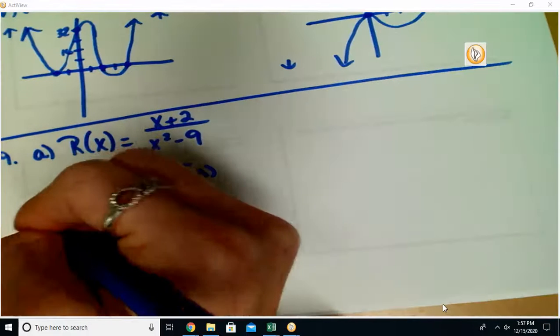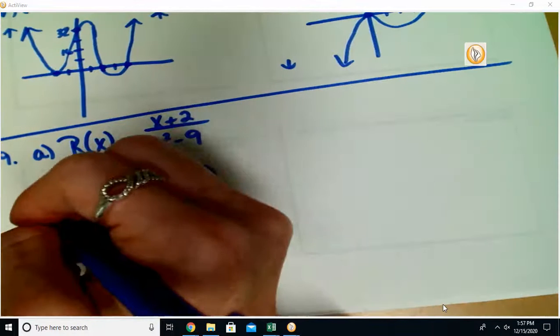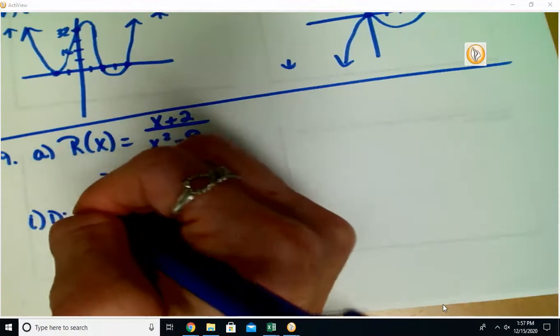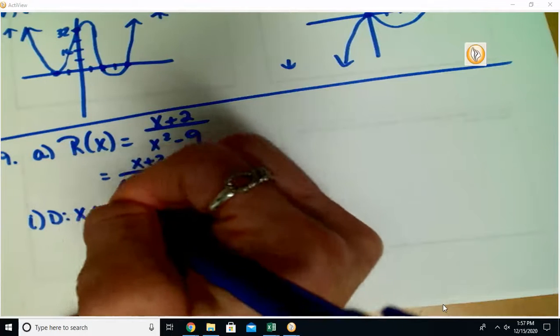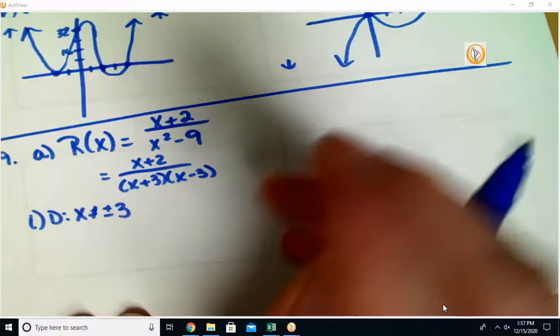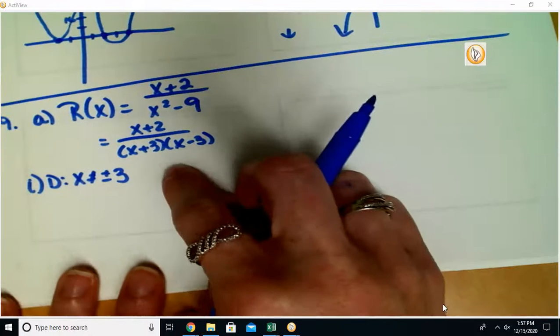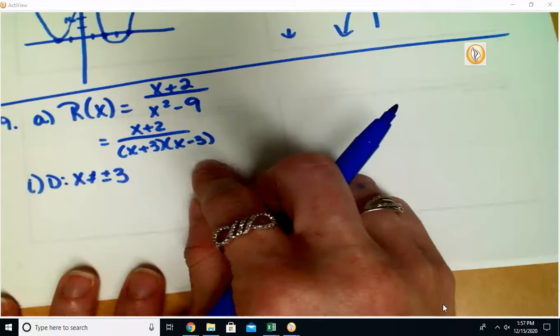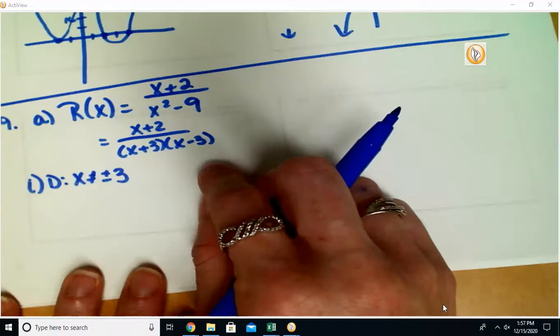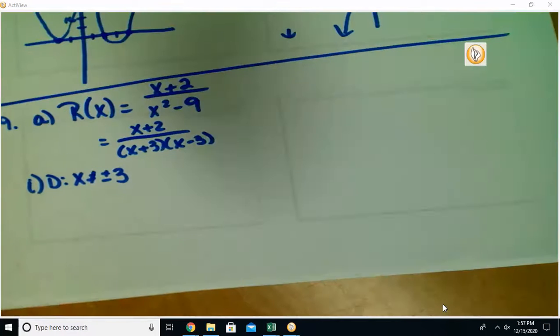So the domain, what can x not be? 3. 4? 4. Oh. I thought you said 4. And I was like, no, I thought it was 3. Sorry, I said or. So x can't be positive or negative 3. In general, I've told you if it's more than one value like this, you can just list it. If it's a single value, I want you to write the interval.